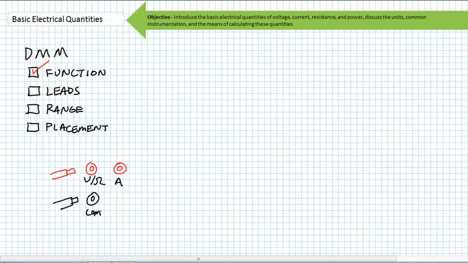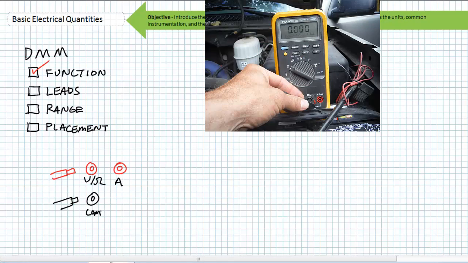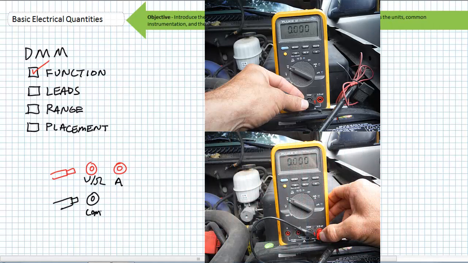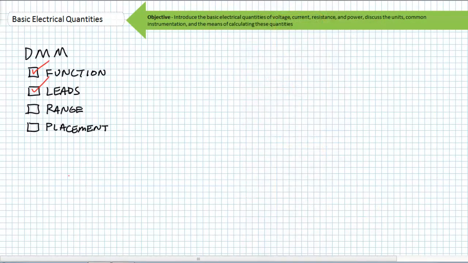Leads. Now that you're in the right mode, check to make sure your leads are in the right place. The black lead goes in the black hole. The red lead goes in the red hole. Which red hole? If you're measuring volts, it's the red hole with a V on it. We'll get to the other plugs and modes later. Sometimes DMMs are nice enough to beep at you if you got your leads in the wrong place for the chosen function.